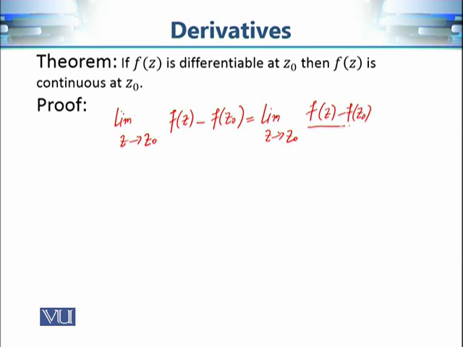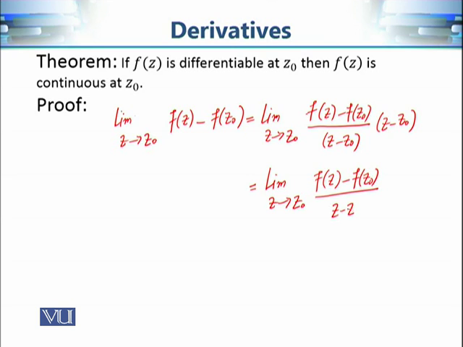So we multiply and divide by z minus z naught, and we can do that because z minus z naught is a non-zero number. Now in the next step, we separate these two terms in the following way: the limit of f of z minus f of z naught divided by z minus z naught, and separately the limit as z approaches z naught of z minus z naught.